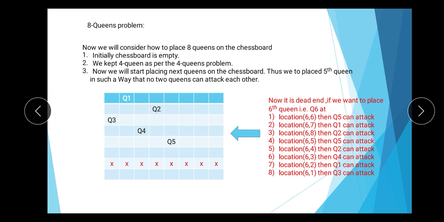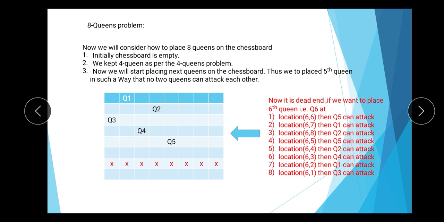Now we move further to placing our fifth queen in such a way that no 2 queens can attack each other. So we place our fifth queen in the fifth row and sixth column. So this is the safe position for our fifth queen. Now we cannot place our sixth queen in any of these remaining positions, because there is a direct attack by each and every queen on our sixth queen.